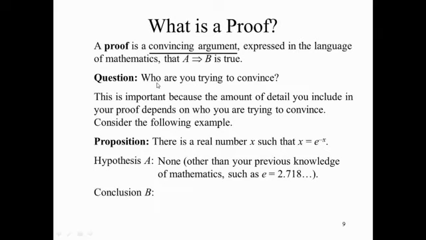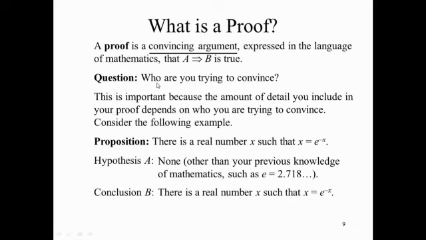What is the conclusion? What are you trying to show? That's half correct. Say the whole sentence. There is a real number x such that x equals e to the minus x. For this particular problem, there is no formal hypothesis other than your previous knowledge of mathematics. And what you're trying to show, that is the statement B, is there is a real number x such that x equals e to the minus x.